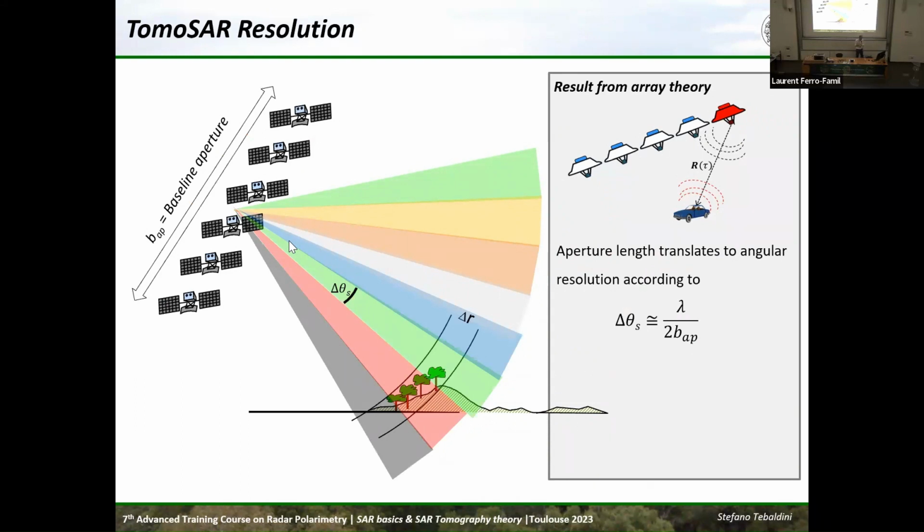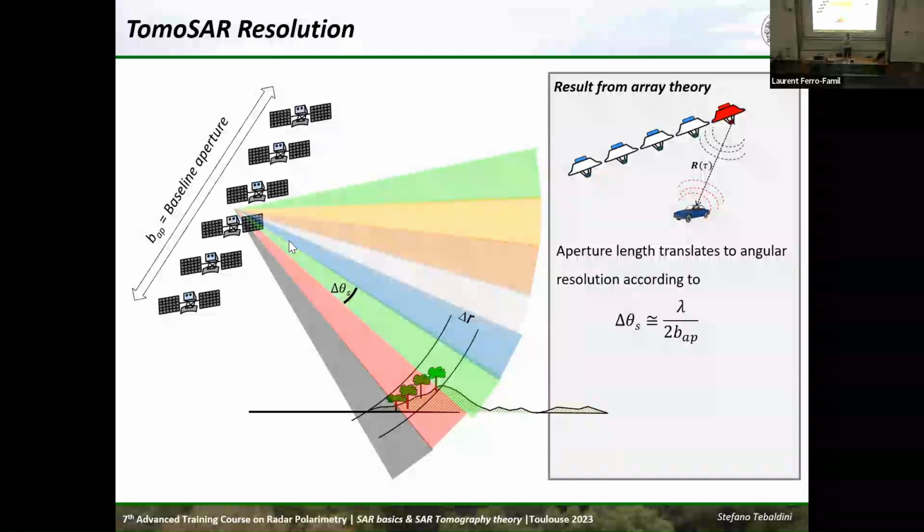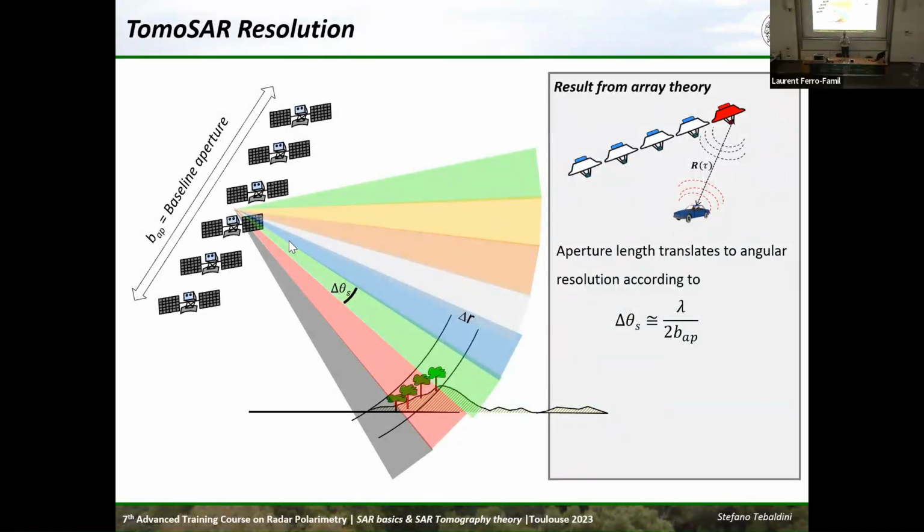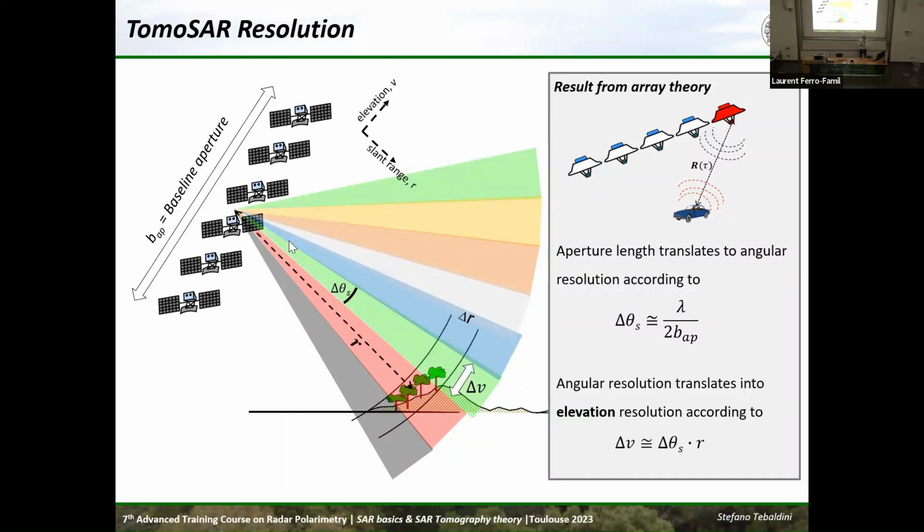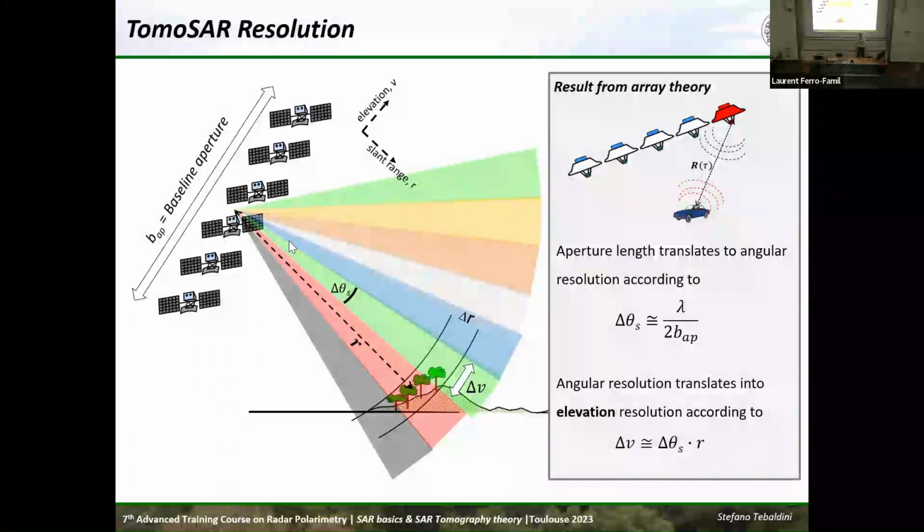Let's say that we have a total baseline aperture of BAP meters, and then we know that the angular resolution is given by half the wavelength divided by baseline aperture. So if you have a set of 10 satellites or 10 orbits with a certain baseline aperture, if you know the wavelength, you can immediately calculate the angular resolution of your instrument. And this angular resolution, of course, translates to a linear resolution. You just have to multiply by R.